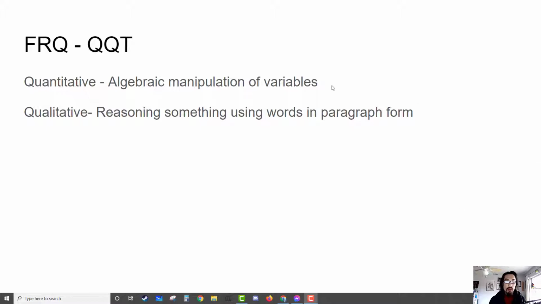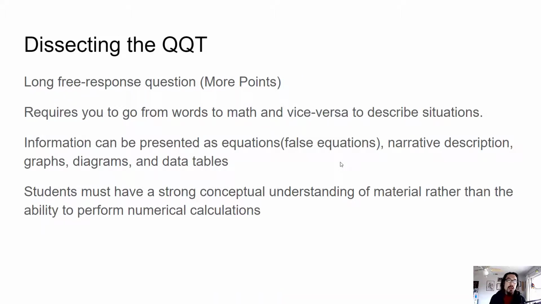So with that being said, let's take a look at how we can do our best on these QQT types of FRQs. These are going to be the longer free response questions, and they are worth more points. They are worth a total of 12 points compared to the other ones, which are worth maybe 7 points. So there are more opportunities for you to do well on the QQT, thinking positive here. The hardest part about the QQT is that you have to be able to explain your math using words, and you have to be able to do math while just looking at words. It goes back and forth.